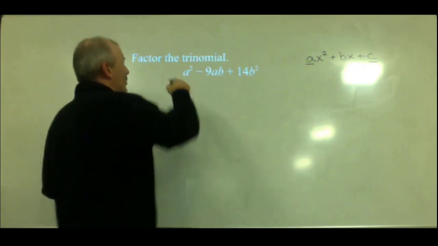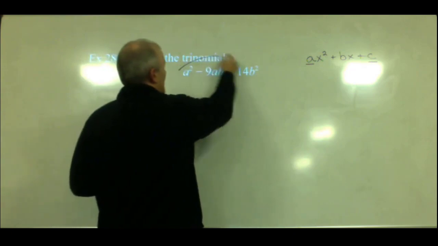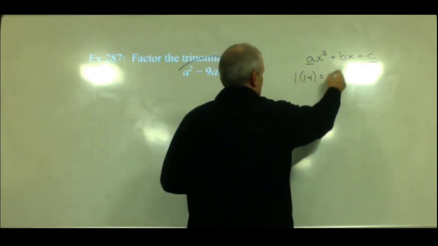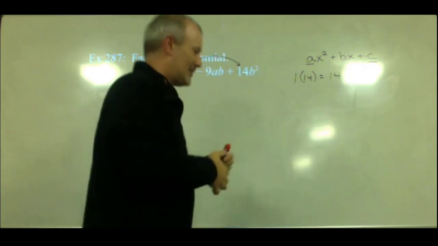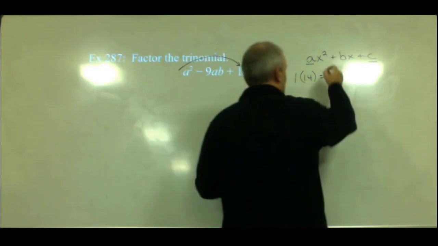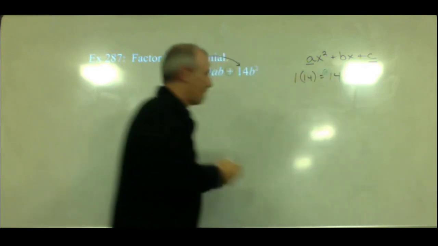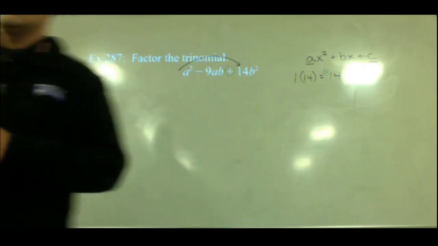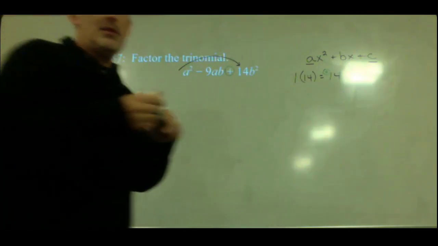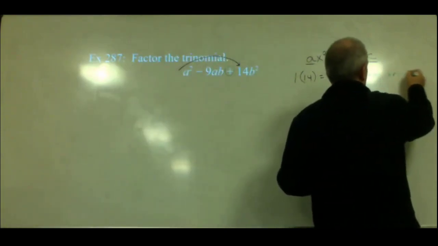So again, we start. What's the number here in the front? 1. 1 times 14, which is 14. And this time we see that that is a positive 14. And what does that tell us about our two? They both can be positive. It tells us they're the same. Okay, so it tells us they're either both positive or both negative.